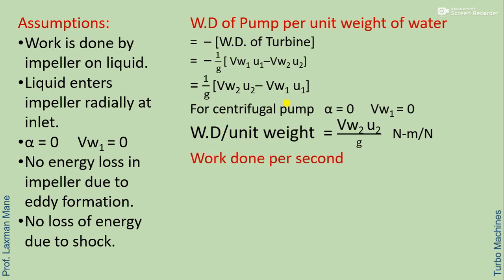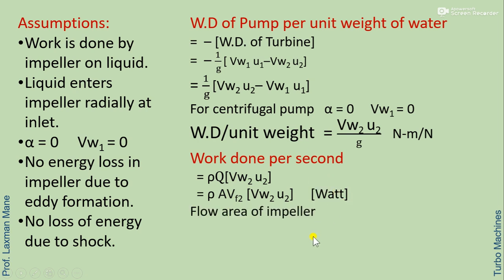Now we will see work done per second, meaning power consumed by the impeller or power required at the impeller. That is given by the formula rho into Q into Vw2 u2, where Q is the discharge, that is area into flow velocity at outlet. So the formula becomes rho a Vf2 Vw2 u2, and since it is power, its unit is watt.